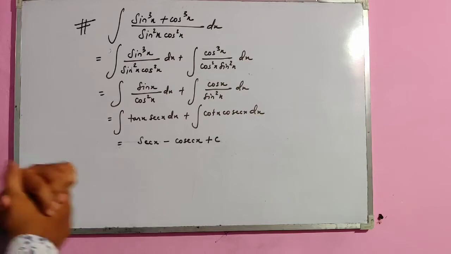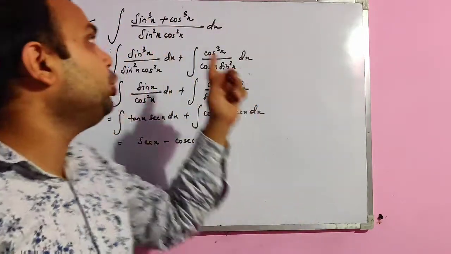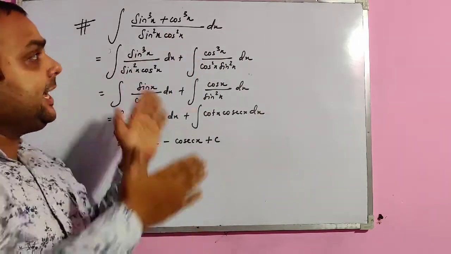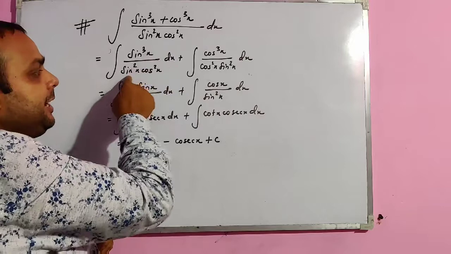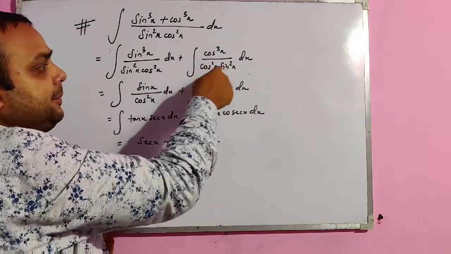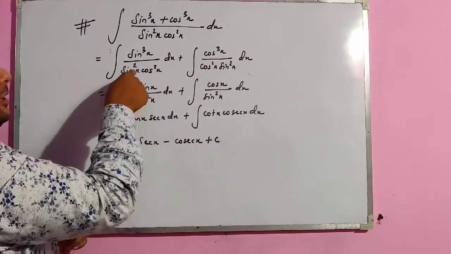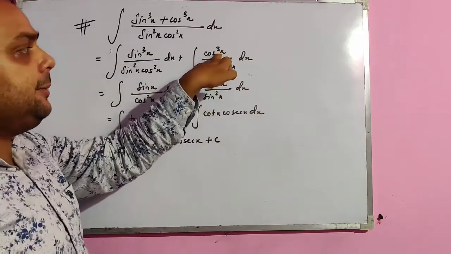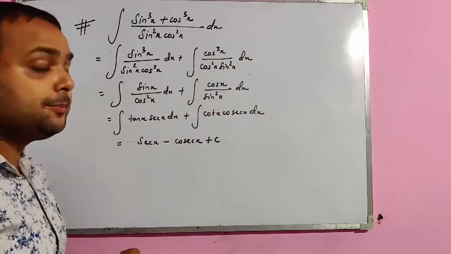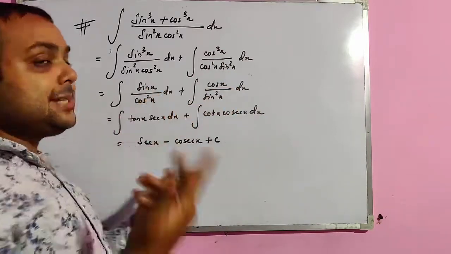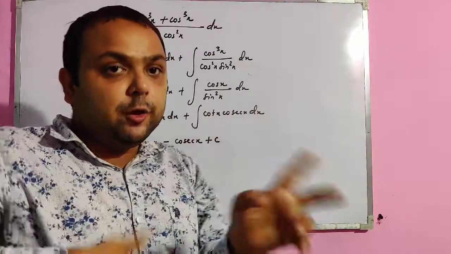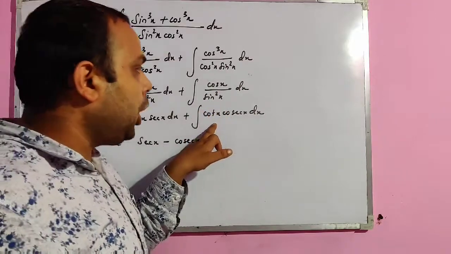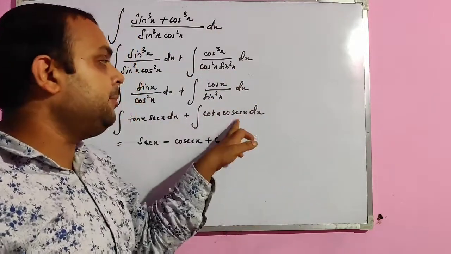We'll see one more question. This is the integration of (sine cube x plus cos cube x) divided by (sine square x cos square x). Taking it individually, sine cube x divided by the whole term, cos cube x divided by the whole term. Now this sine square x will eliminate, and we have sine x upon cos square x. This cos square x will eliminate, and we have cos x upon sine square x. Now sine by cos is tan, we all know, and one cos remains, which will go to the numerator and becomes sec. Cos by sine becomes cot, and one sine goes to the numerator and becomes cosec.